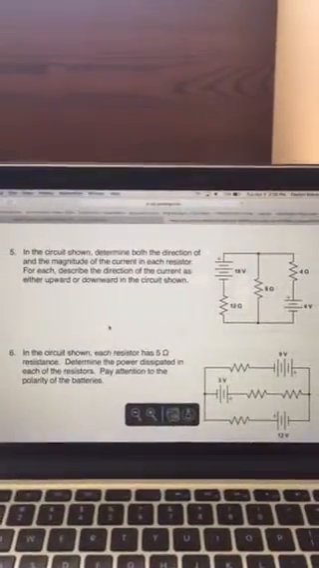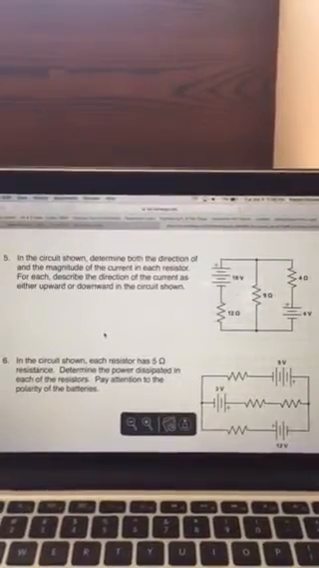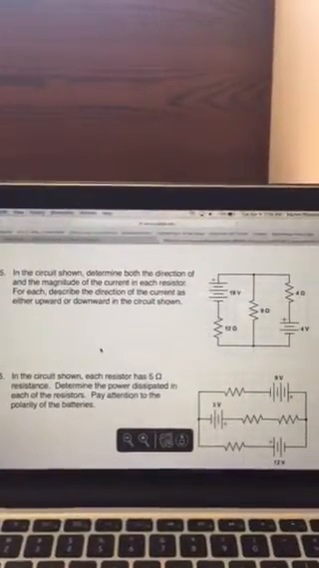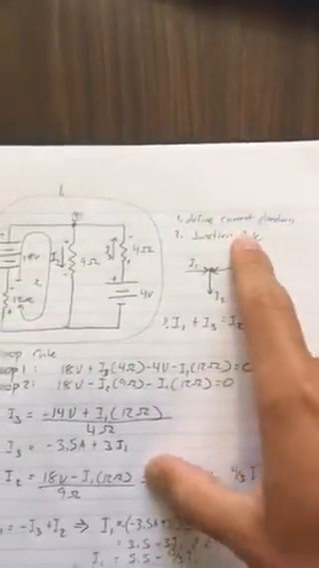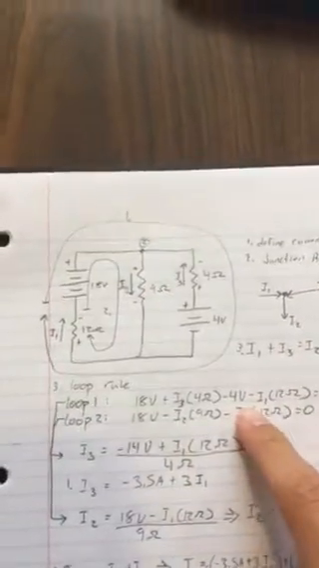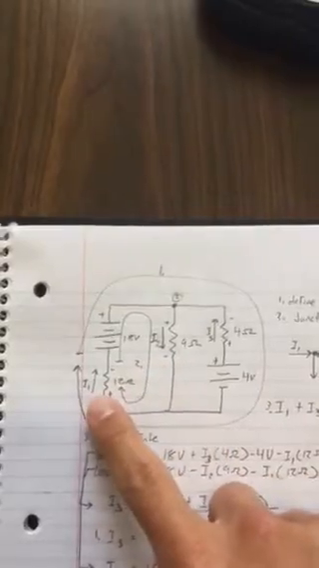Alright, so our problem is number 5, and we have to determine the magnitude and direction of the current in each of our resistors. To start out, we have to find the current direction, and this can be any direction, it doesn't matter for now. We chose up for current 3, down for current 2, and up for current 1.